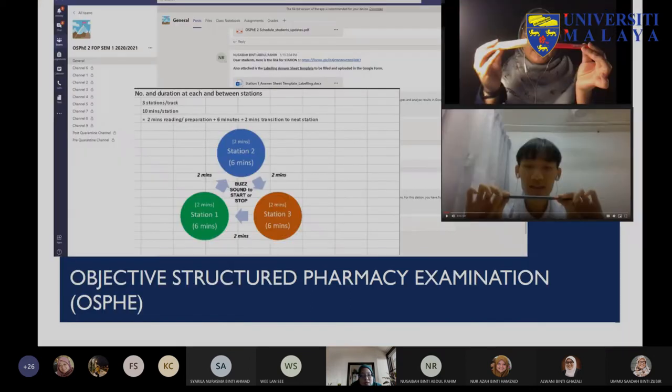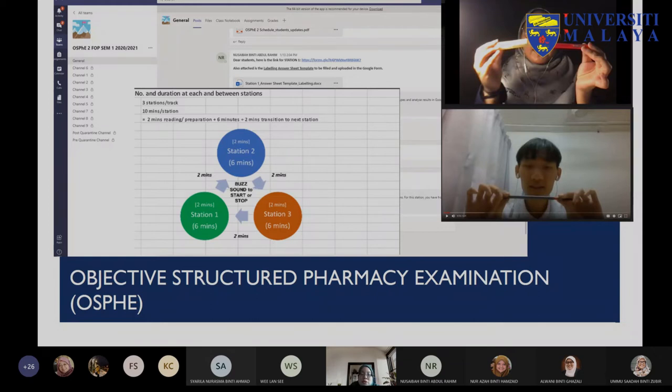That is for practicals. One of the things that we also do is the OSPE. This is basically what is called an objective structured pharmacy examination. Usually this is face-to-face and physical. Last semester we managed to squeeze in one face-to-face physical session during the PKPB, but when it turned back to PKP, we had to revert to online already.